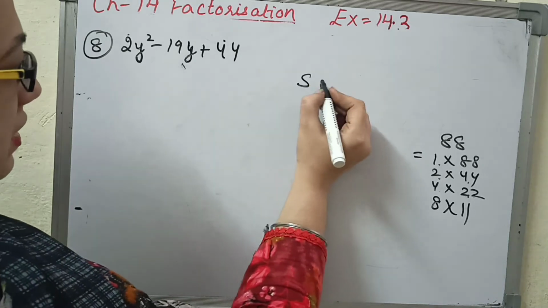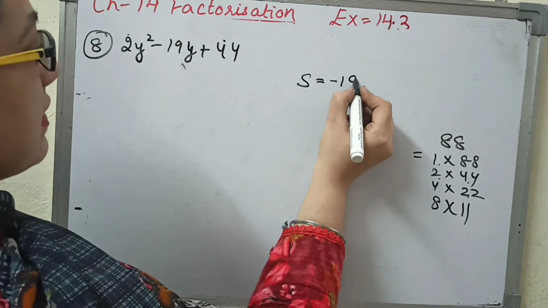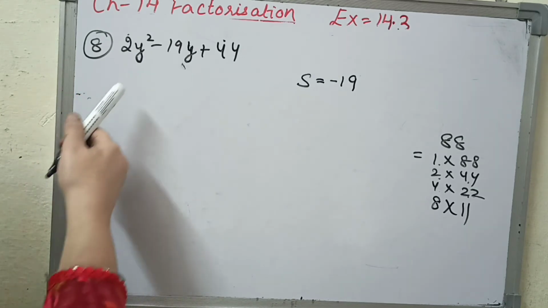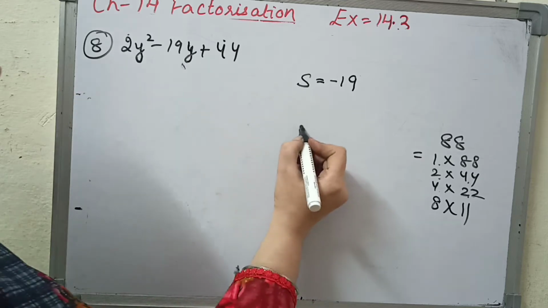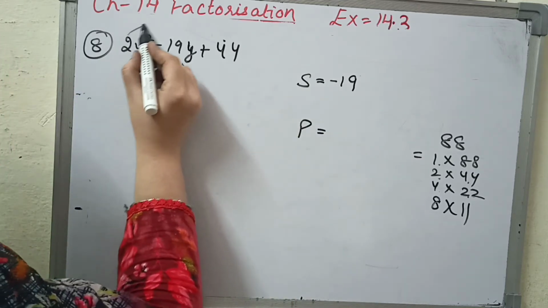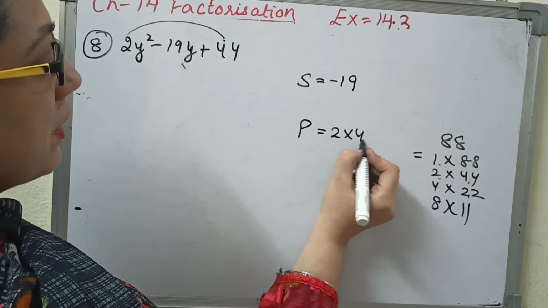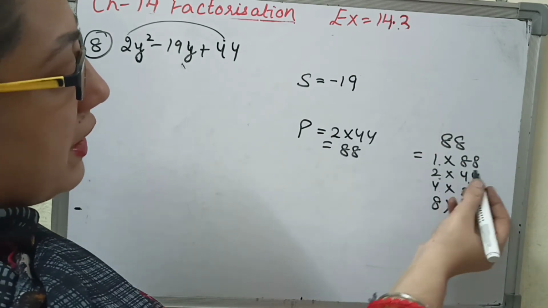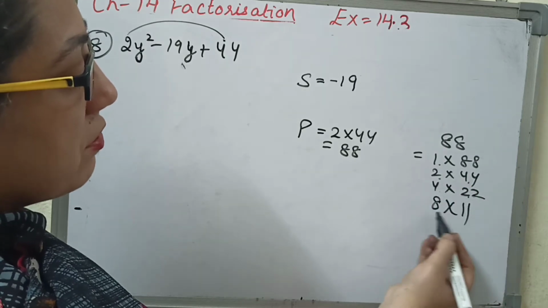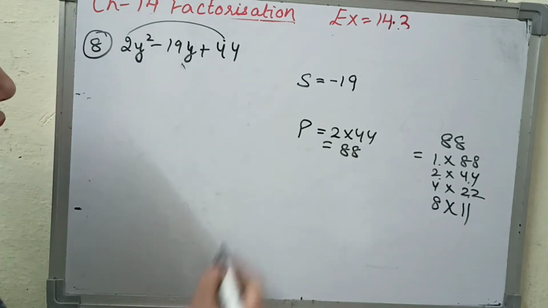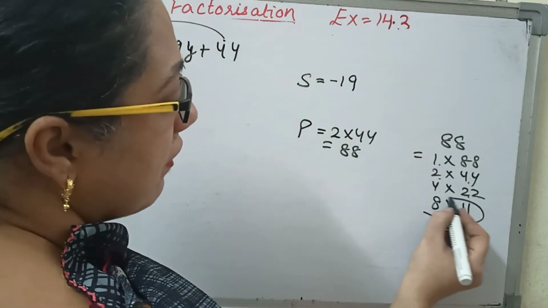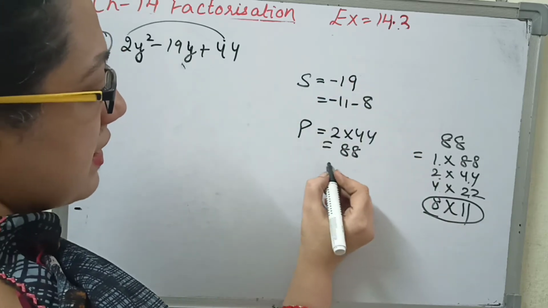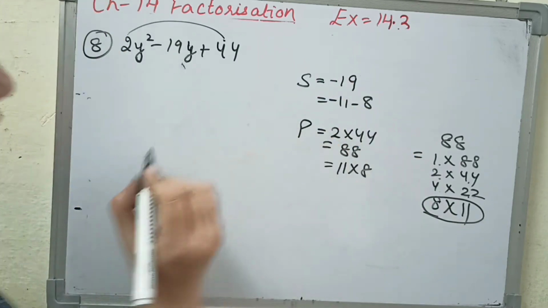Again we split the middle term. So I write down, it is minus 19. Here the coefficient of y square is 2, but in your previous sum the coefficient of y square was 1. So when we write down the product in these types of sum, we multiply 2 into 44 and we get 88. Now factors of 88 are 1 into 88, 2 into 44, 4 into 22, 8 into 11. Now choose that factor which gives you 19. It is 11 and 8. Minus 11, minus 8, it becomes minus 19. So 11 into 8 is also 88.